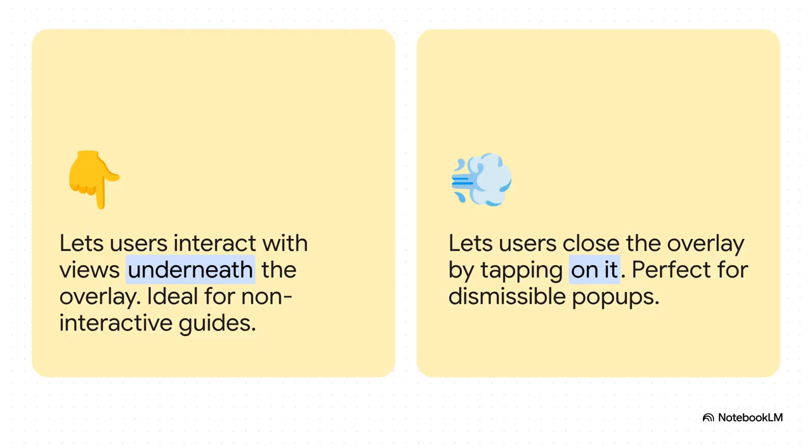Now, it's really important to get the difference between these two. Pass-through is what you use when you want the user to be able to tap through the overlay. So think about a tutorial where you're highlighting a button. But close-on-click is the opposite. That's for when a tap on the overlay itself should make it go away. Perfect for a simple pop-up.